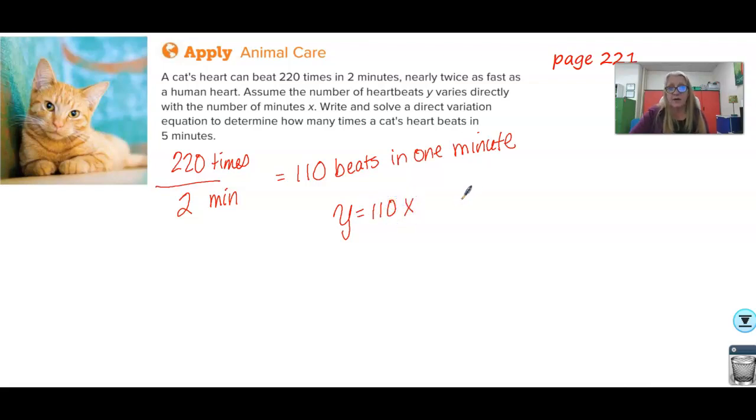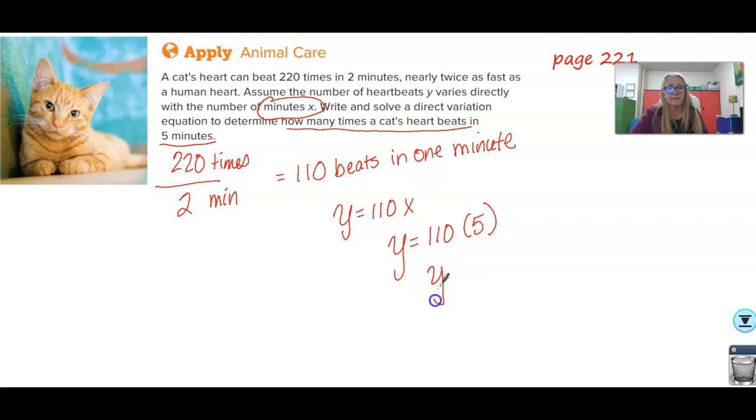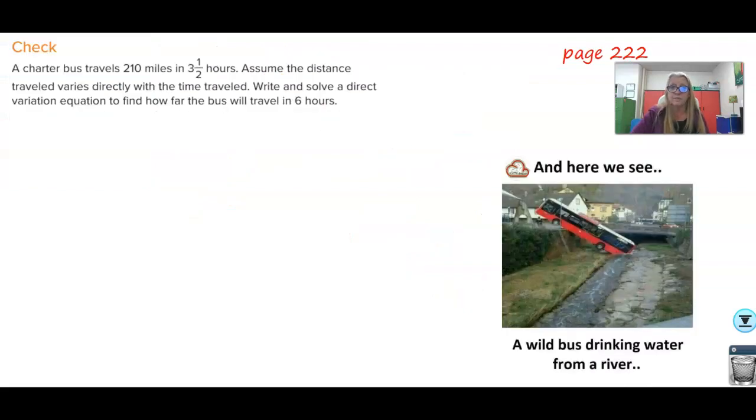But that's not what they want. They want to know how many times a cat's heart beats in 5 minutes. Well, x is minutes. It tells you that right here. X is minutes. So we're going to replace x with 5. 110 times 5 is 550. And that's the answer they're looking for. 550 beats in 5 minutes. Pretty cool. Okay, here we have another word problem.